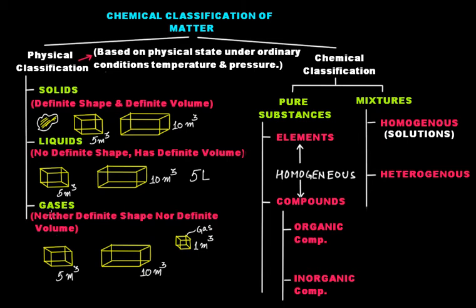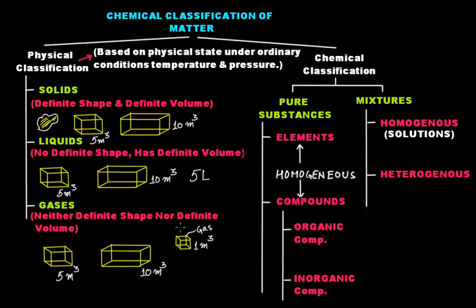Now, the last one is gases: neither definite shape nor definite volume. And why? Suppose we have a gas stored in this object of volume 1 cubic meter. If we transfer this gas into this solid cube whose volume is 5 cubic meters, then the volume also changes. Now the volume of the gas becomes 5 cubic meters and the shape becomes that of a cube. Why does the volume increase? Because gases expand and occupy the whole space where they have been stored.